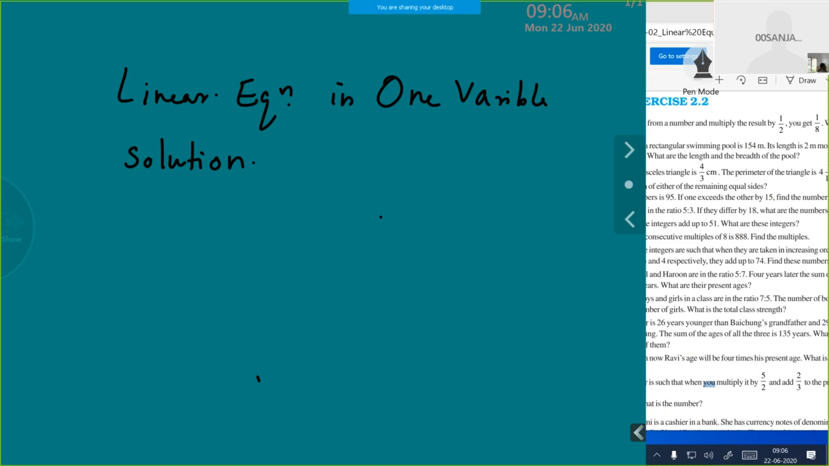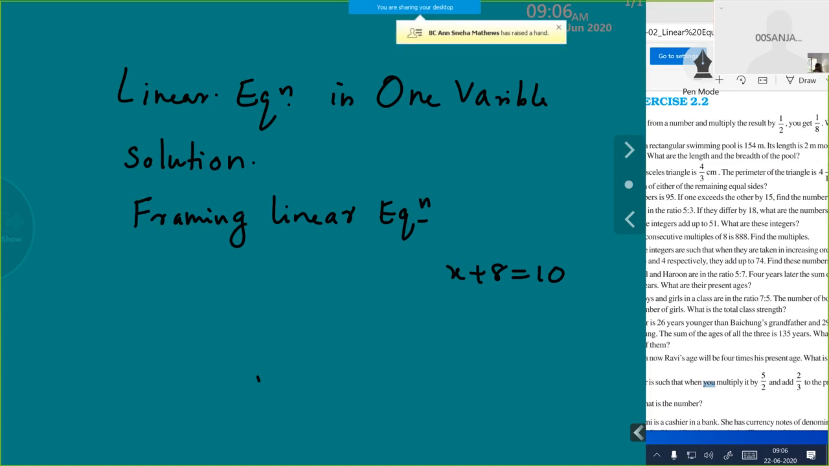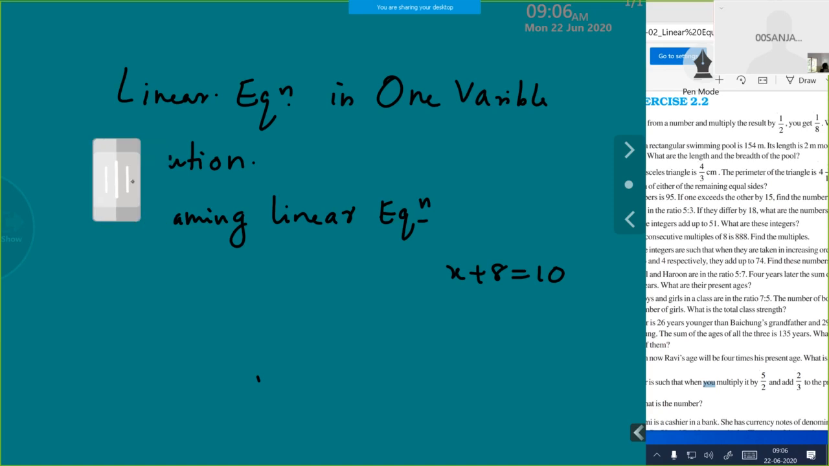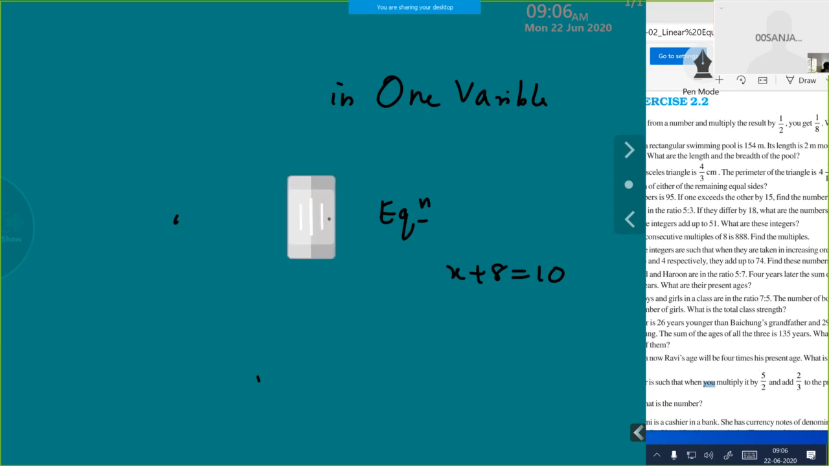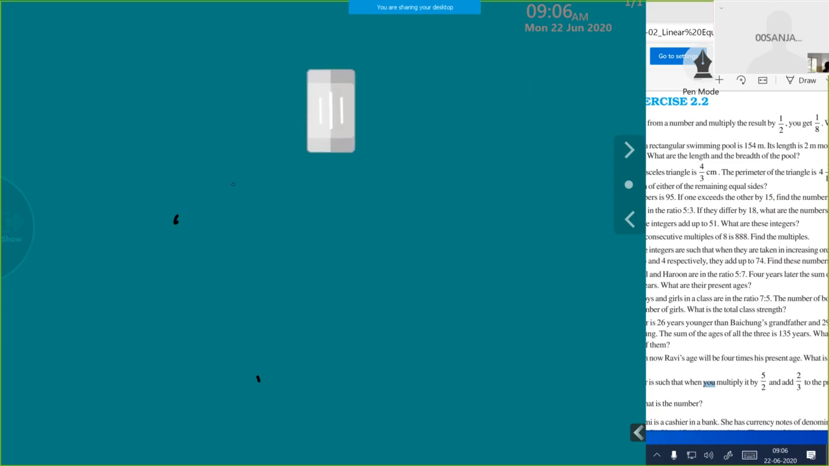Now we are going to continue the topic with the new concept, framing linear equations and solving them. So what we learned last week is we have an equation with us, for example, x plus 8 is equal to 10. One equation you were given, just find the solution of that, that means the value of x. Now these equations will not be given to you. We have to frame the linear equations. So before we start doing it, let us check how we frame the linear equations.